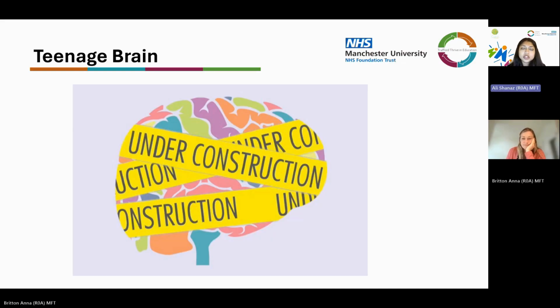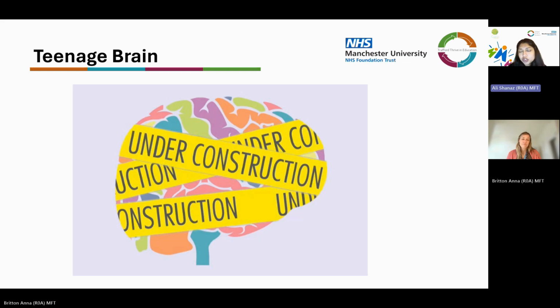Yeah, so we also just wanted to reiterate the importance of understanding that teenagers' brains are undergoing development. As we said earlier, the survival brain is developing the quickest, and the reasoning part of the brain develops a bit later on. So your young person's brain is still learning how to control their own emotions and express their emotions as well.